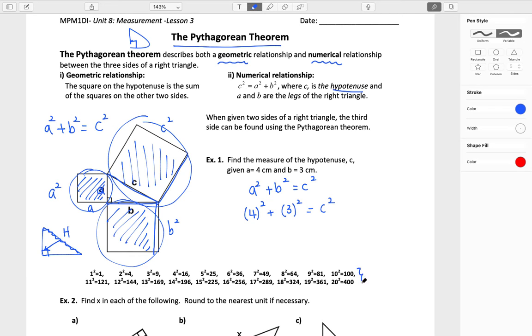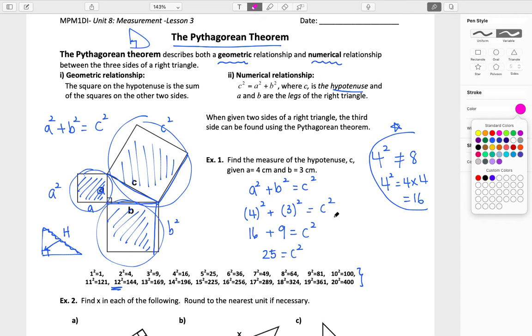As you can see at the bottom, these are perfect squares, but you should know them by heart up to number 12. So 4 squared is 16. Keep in mind, 4 squared is not 8. It's not 4 times 2. 4 squared means 4 times 4, which is 16. Just keep that in mind. And then 3 squared is 9, equals C squared. So when you add it, it becomes 25 equals C squared.